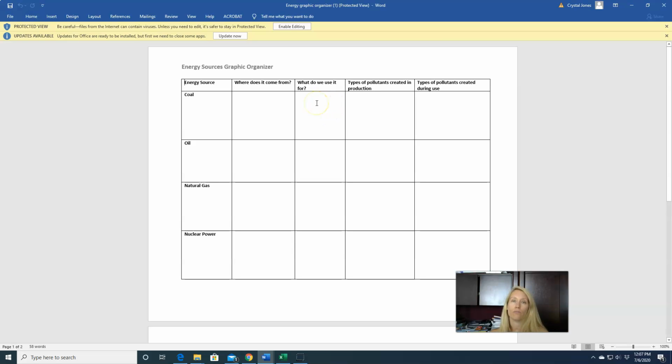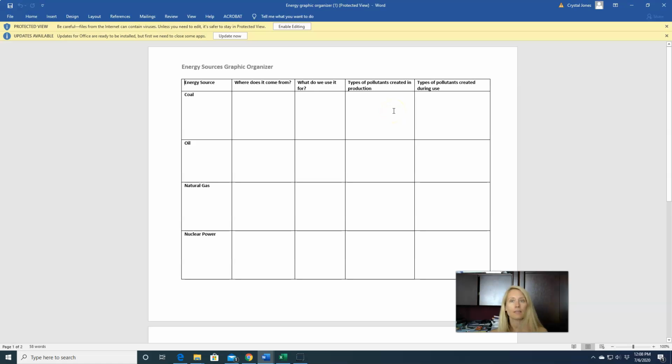What do we use coal for? So what types of energy are we using coal for? Well, coal in this case is mostly used to generate electricity. So we use coal burning power plants that will burn that coal to create heat, which creates steam, which spins a turbine and generates electricity. So you could simply say electricity.